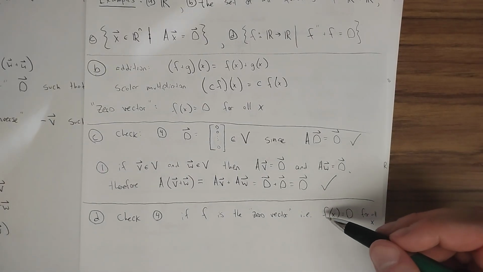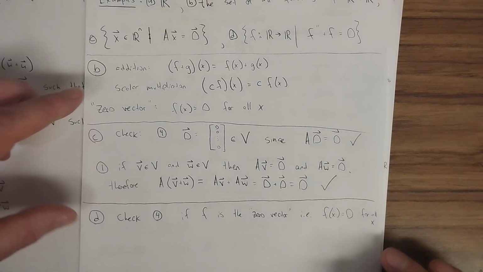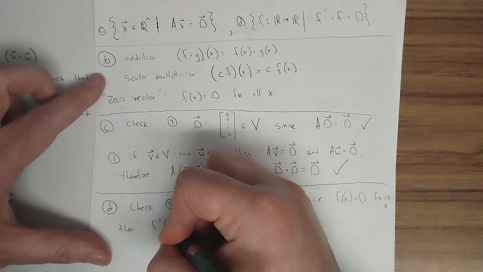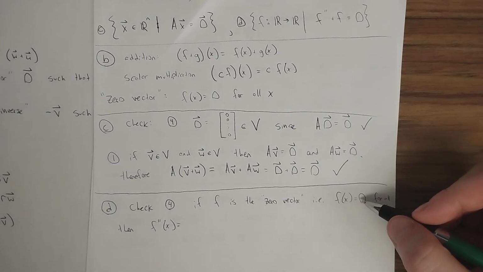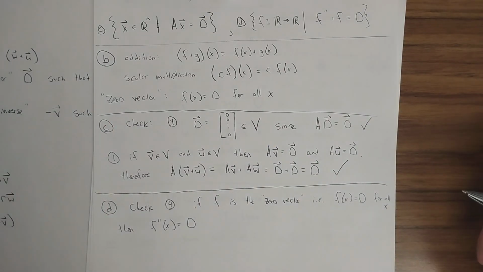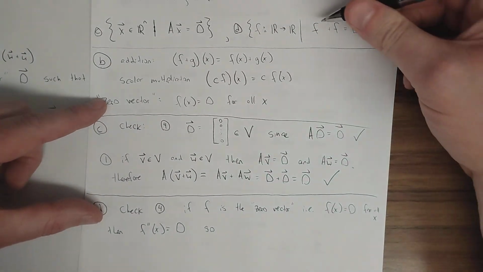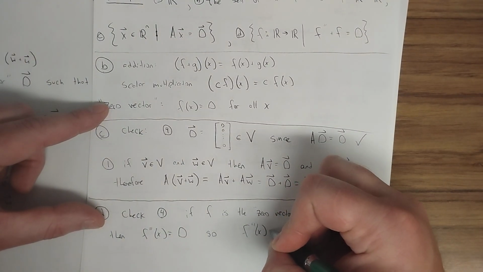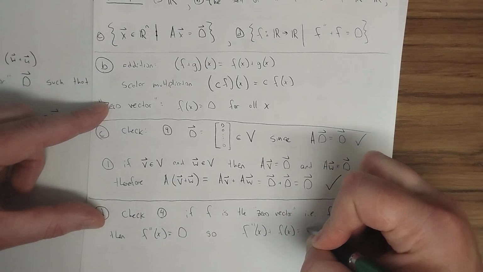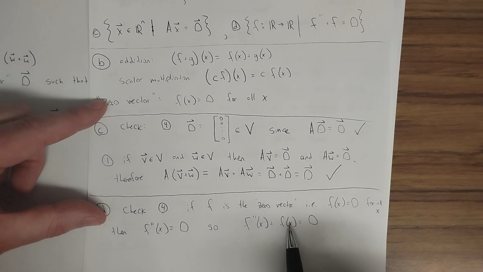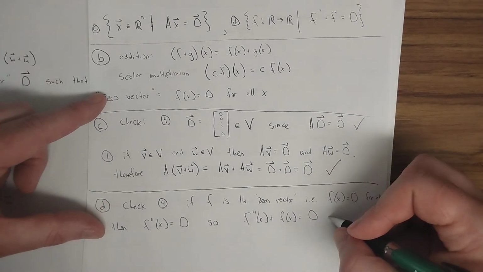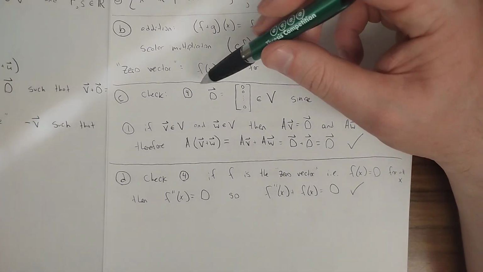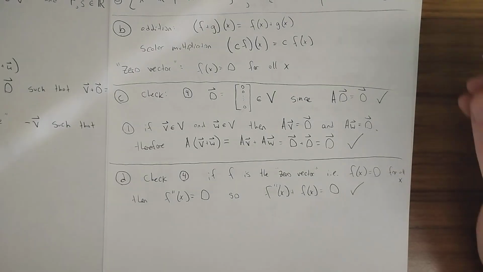So if f is the 0 vector, meaning f is just 0 for all x, well, I can do the derivative of that and the second derivative of that, and that's still just going to be 0. So I'm going to plug this in, and it's going to be fine. Right, this is always 0, this is always 0, so 0 plus 0 is 0. Great. Let me maybe also check property 1 for D.